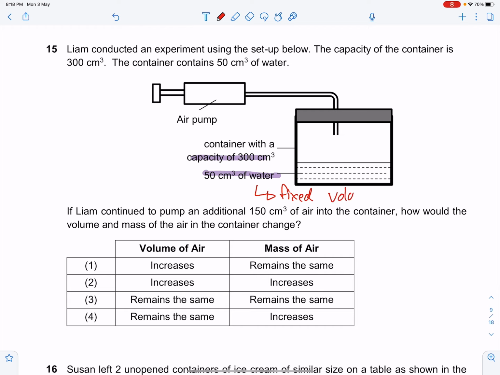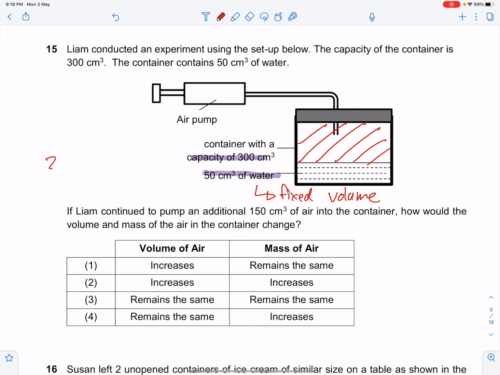Meaning that it cannot be compressed, it will always be 50 cm cubed. So whatever is left in this empty space is occupied by your air. The question goes on to tell you that he pumps in another 150 cm cube of air, right? But guess what? Here's the thing, because your water cannot be compressed and your capacity cannot be increased.